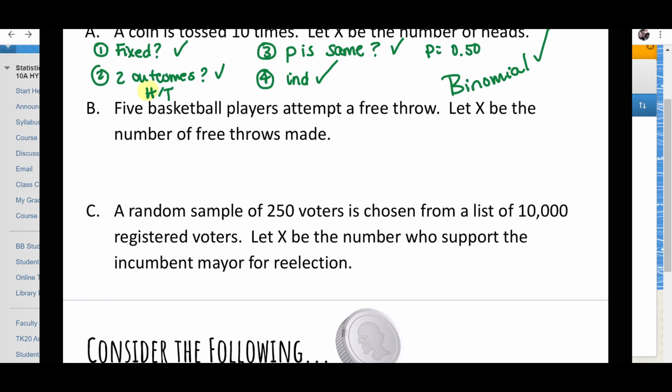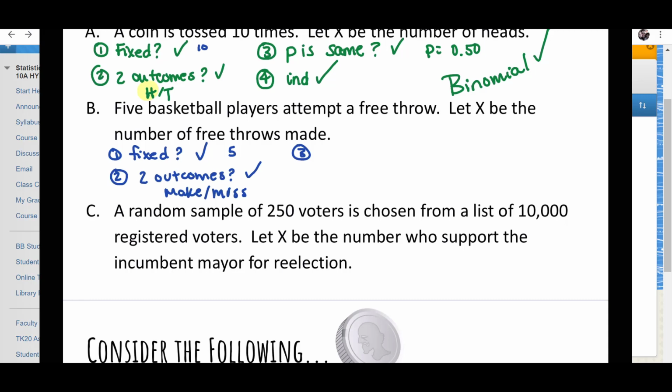All right, so what about this next one? 5 basketball players attempt a free throw. Let X be the number of throws made. So is it a fixed number of trials? I would say yes, because there are 5 trials. By the way, there were 10 up here. Are there 2 outcomes? Yes, they are make or miss a basket. The success would be making a basket.